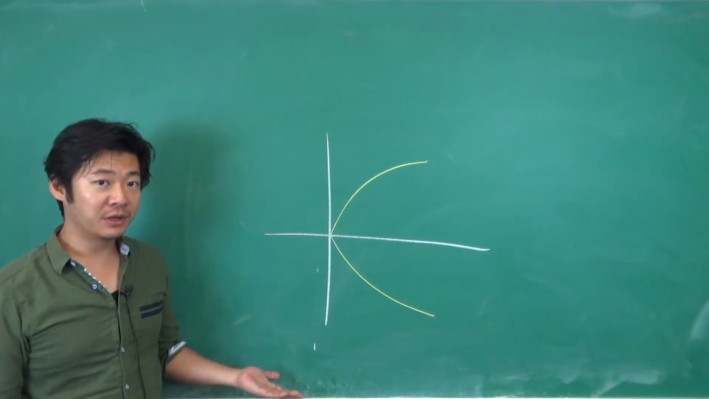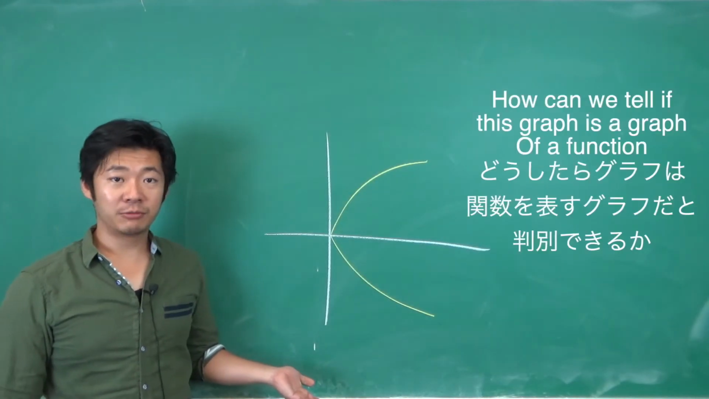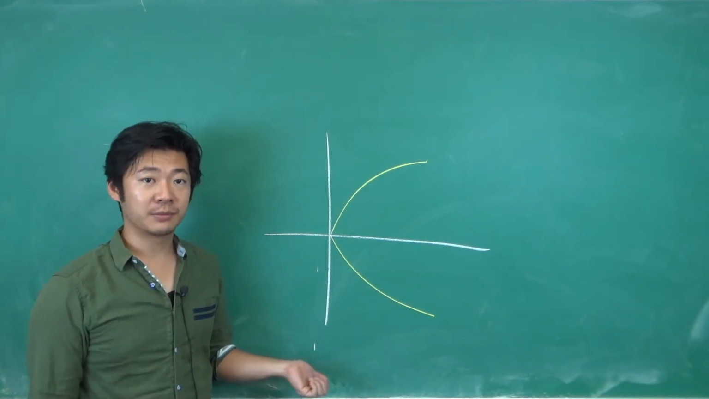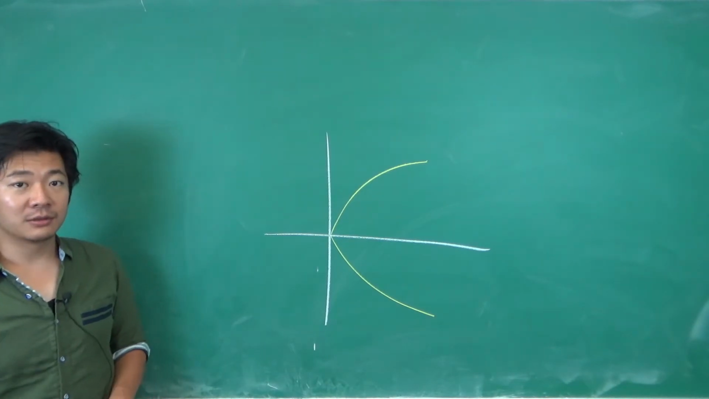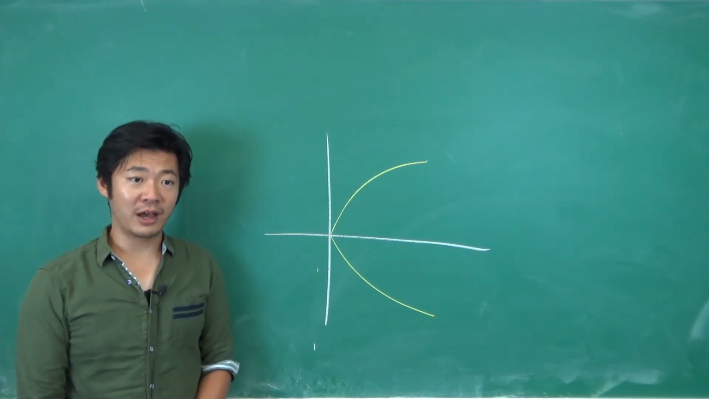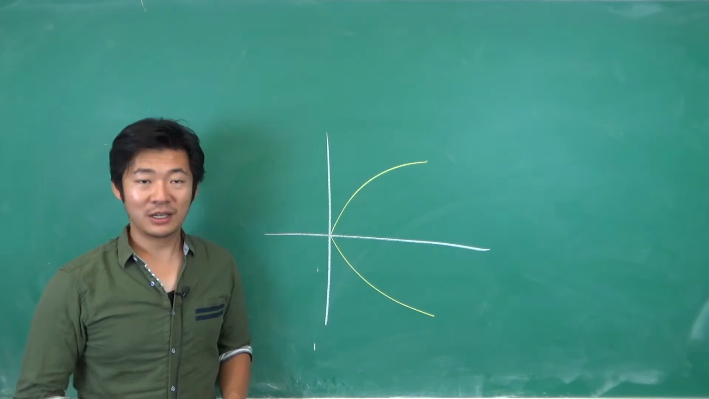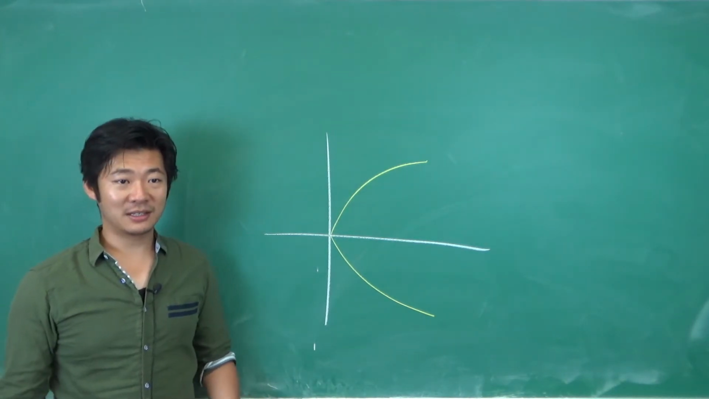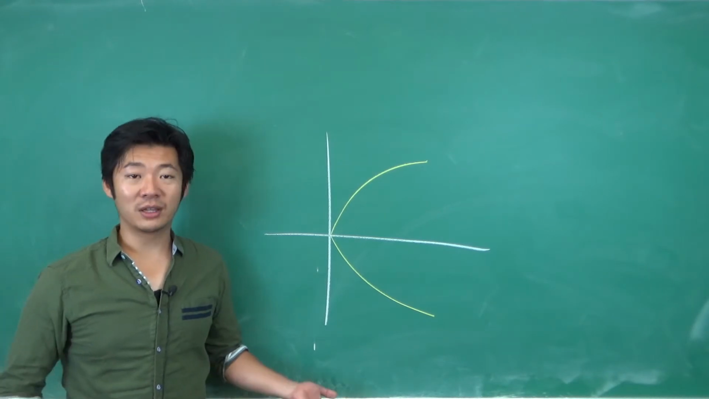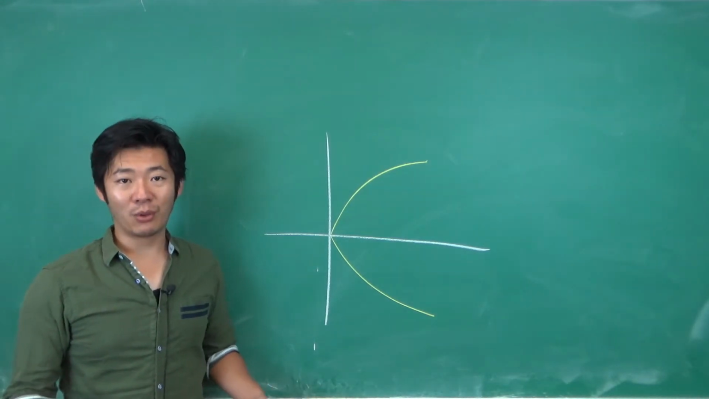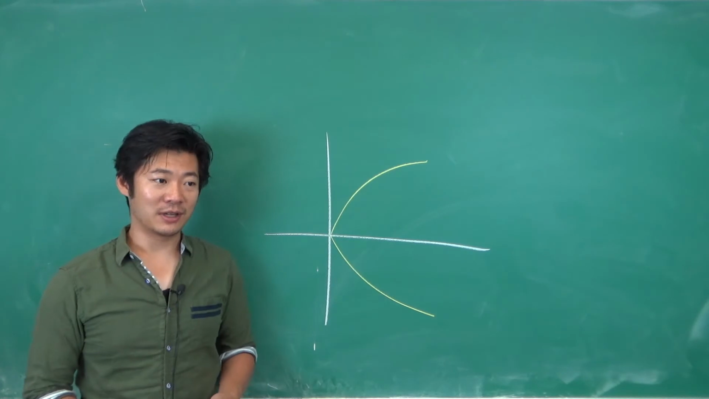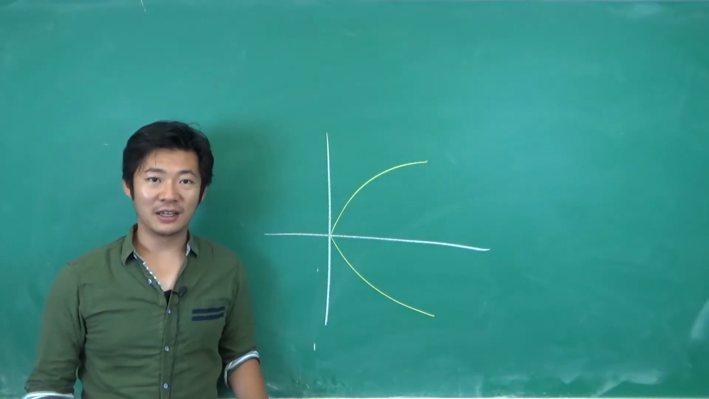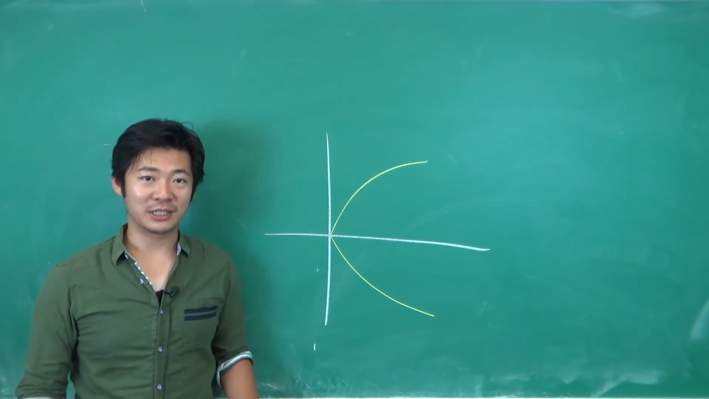Now, suppose we are given a graph. How can we tell if this graph is a graph of a function? Remember that a function must have exactly one output for each input. So in the previous example, with the height of a ball, it wouldn't make sense if h of 1 was 4 or 5. So after 1 second, is it 4 meters or 5 meters? It has to just be one output.